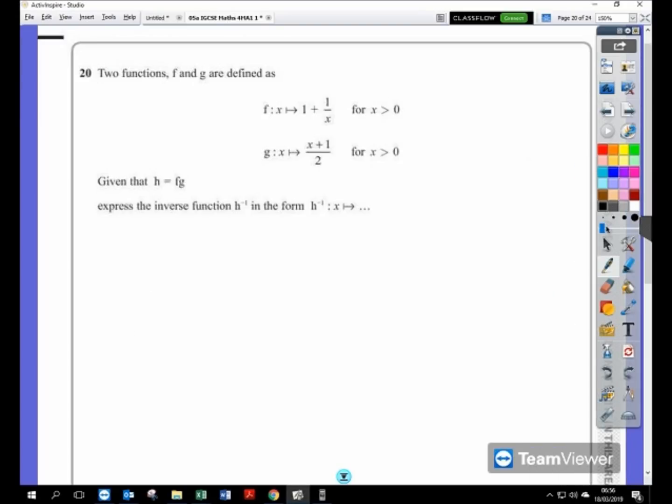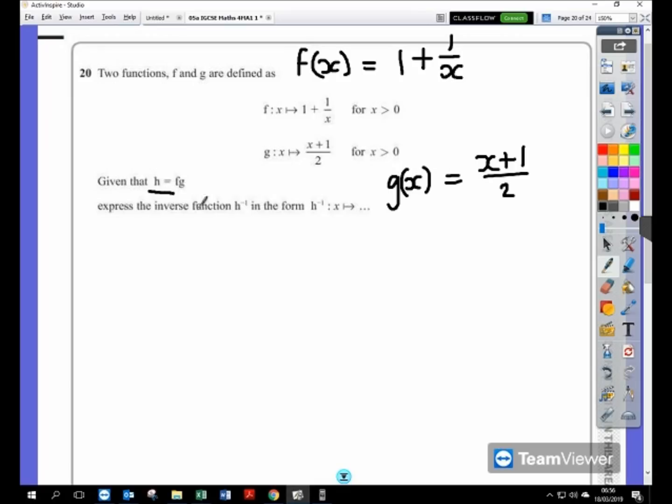Okay, so first of all, this question has been written using mapping notation. We're used to seeing the usual function notation, which is like this. So if you want to change it to begin with, so it's more familiar to you, that's absolutely fine. g of x is equal to x plus 1 over 2. They define h as fg, so composite functions.